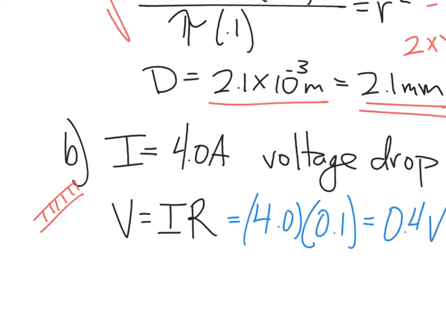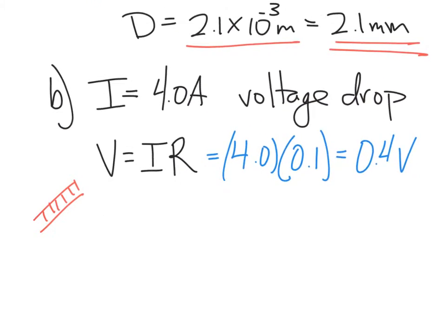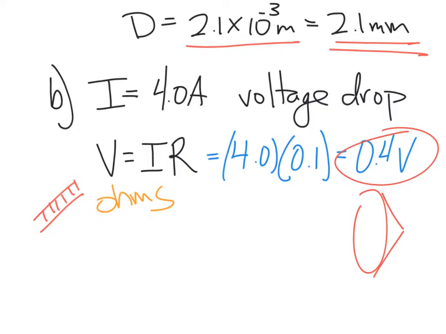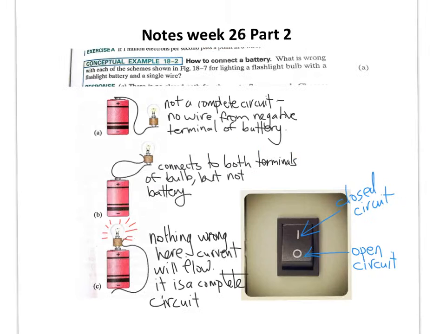Okay, B. If there's a current of 4 amps through the wire, what is the voltage drop across the wire? We're using one version of Ohm's law: voltage equals current times resistance, and we end up with 0.4 volts. So again, minimal compared to the speaker, but it is something. That's my speaker. All right, next page.